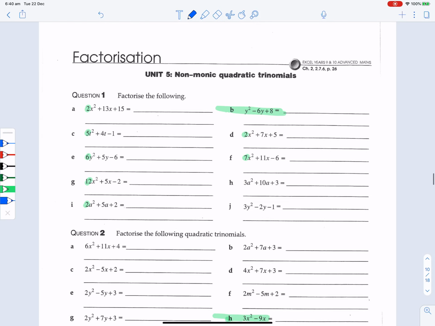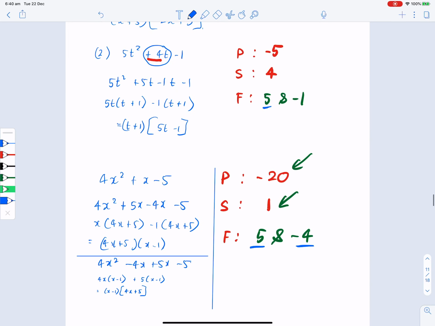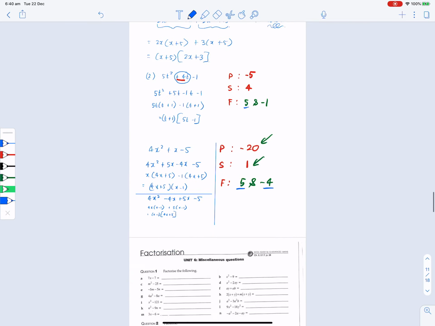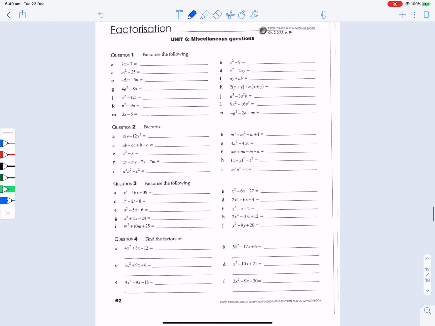Okay, that's the non-monic quadratic trinomials, and that pretty much completes the factorising chapter. Factorising is a topic that requires a lot of practice, and that's the only way you become really good. I will come back and do one final video session on mixed miscellaneous questions. So you can see you've got on this page just different types of factorising mixed into the one page. So you need to identify what type of method to use. Good luck practicing.